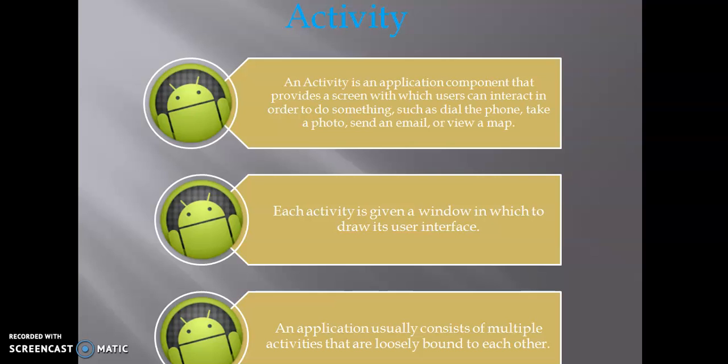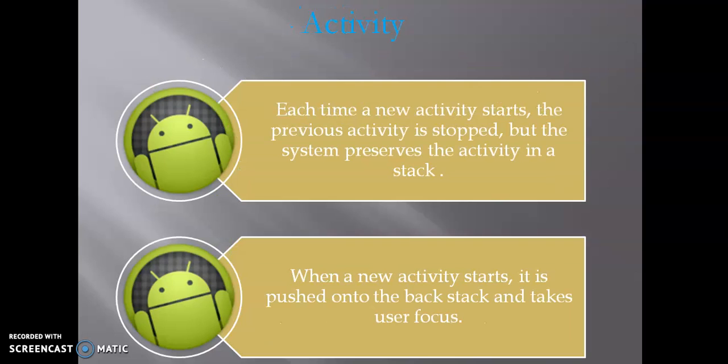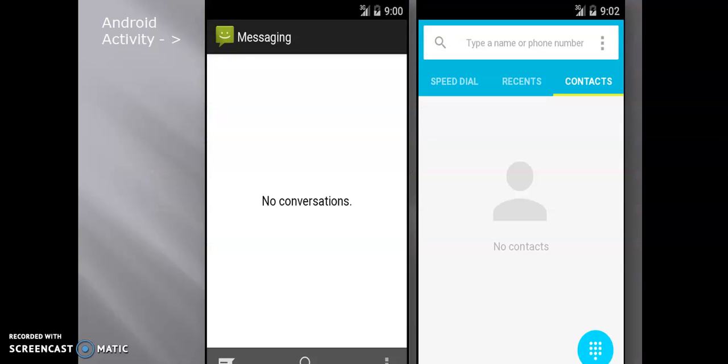So what is an activity? It represents a single window or screen of an application. So an Android application consists of more than one screen. For example, dialing a phone or sending email, everything is an activity in an Android app. For example, you can see here an Android activity, this messaging screen. You can see a contact screen here. So this is an example of an Android activity.